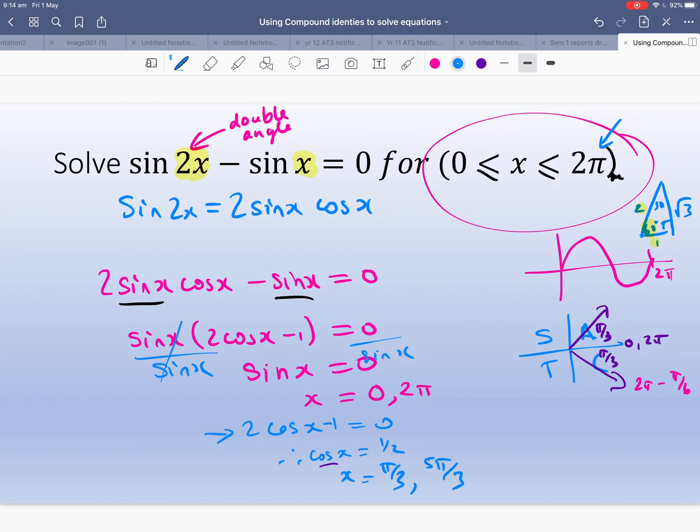And that should be a 3, by the way, because our related angle was pi on 3. I don't know why I wrote 6, that would be 30 degrees if that's the case.